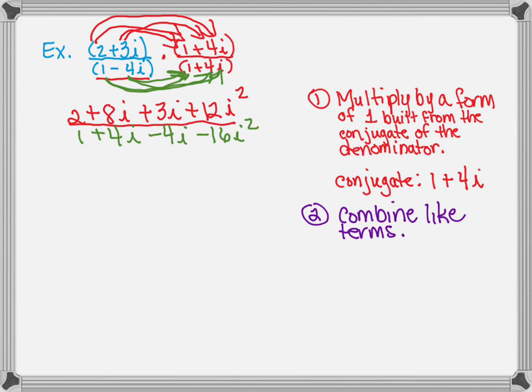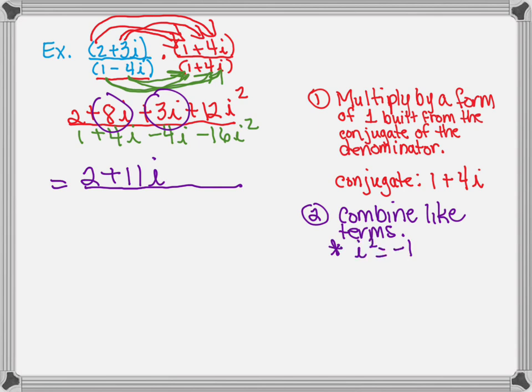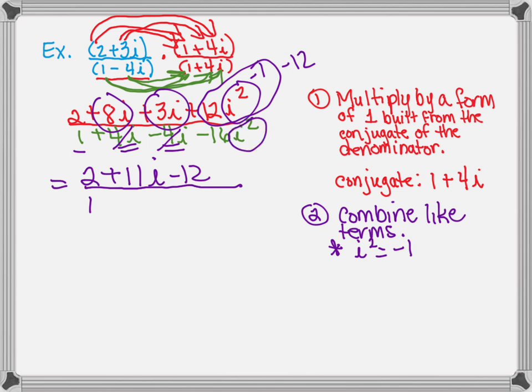So now we'll combine like terms. In my numerator, I have 2. My 8i and my 3i combine to form 11i. I need to remember that i squared equals negative 1. So here I have 12i squared, or 12 times negative 1, or negative 12. So I have negative 12 up here. My denominator, I have 1. 4i and negative 4i will combine to form a 0, so they cancel out. I have a negative 16i squared. Remember, i squared is negative 1, so this becomes plus 16.